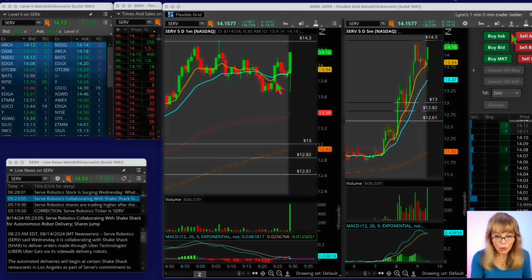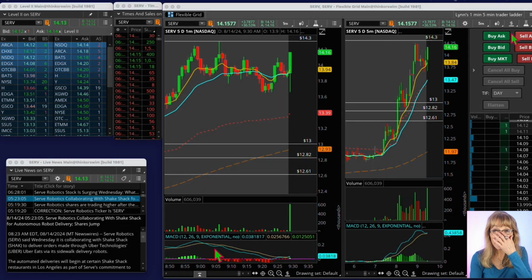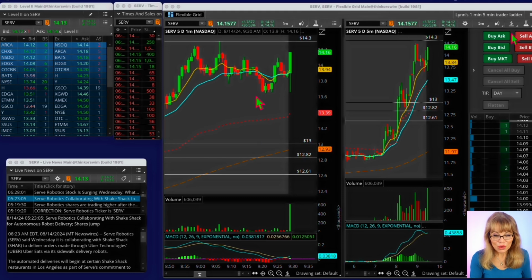So here we are right at the open, and I'm going to press play, and we'll be able to watch down here below what exactly is happening with the MACD. So this is the 1-minute chart on the left, and you can see here the 1M, and on the right-hand side is the 5-minute chart.